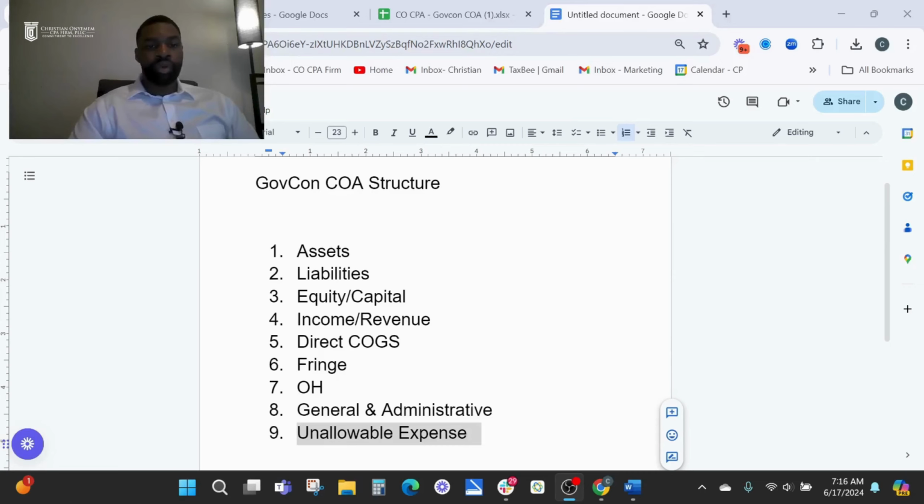So the first three are going to be on your balance sheet. That shows the net worth of the business. How much do I owe? How much am I worth? How much do I have, right? These are the questions the balance sheet asks.